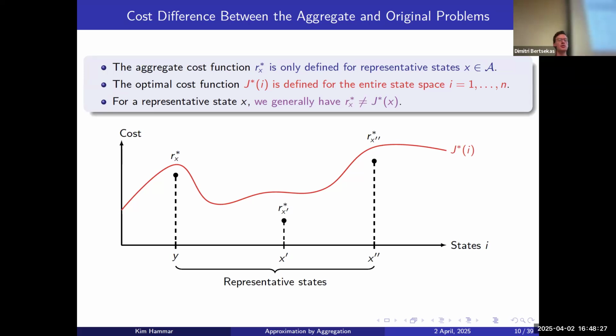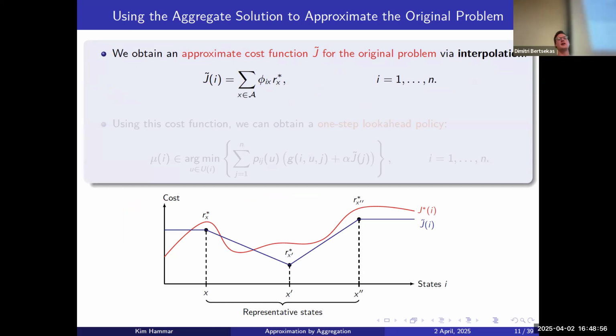So this means that if we want to approximate J star, we will need to do some kind of interpolation in order to determine what the cost is going to be for a state that is not representative, J. And we can interpolate that from the cost of the representative states. We do that interpolation by utilizing the aggregation probabilities that we just defined. So more specifically, we can define an approximate cost function J tilde for the original problem using this interpolation formula here, where we simply weigh the aggregate cost by the aggregation probabilities.